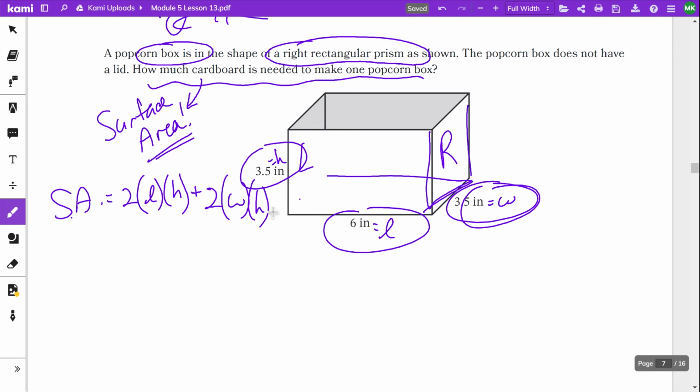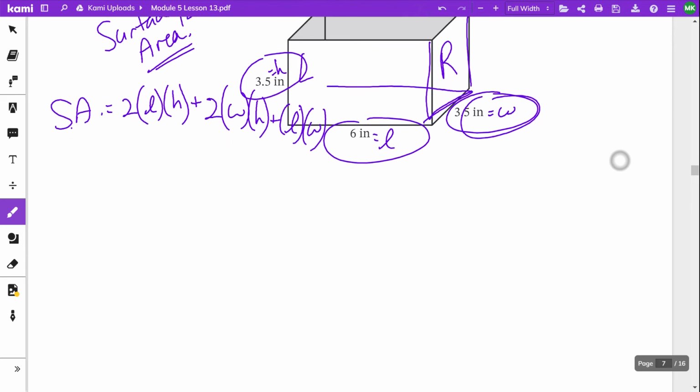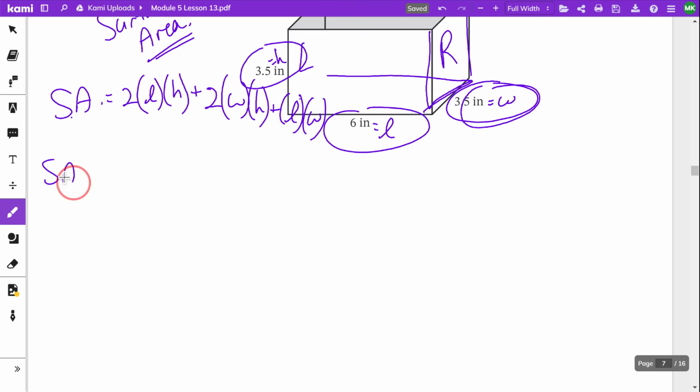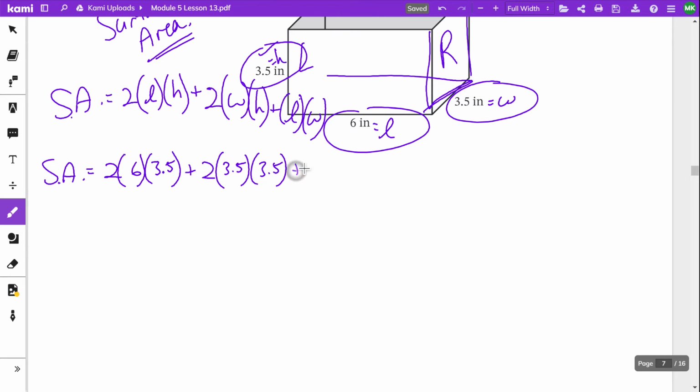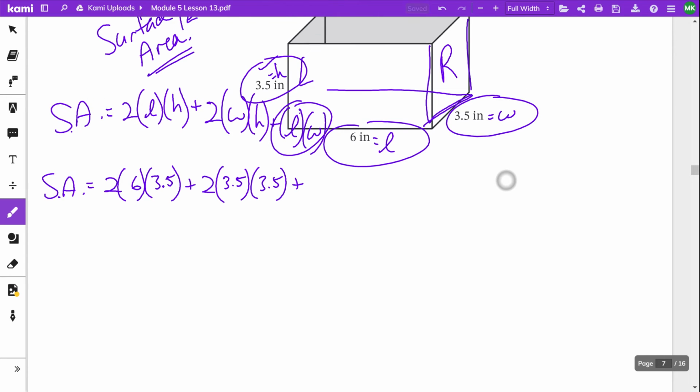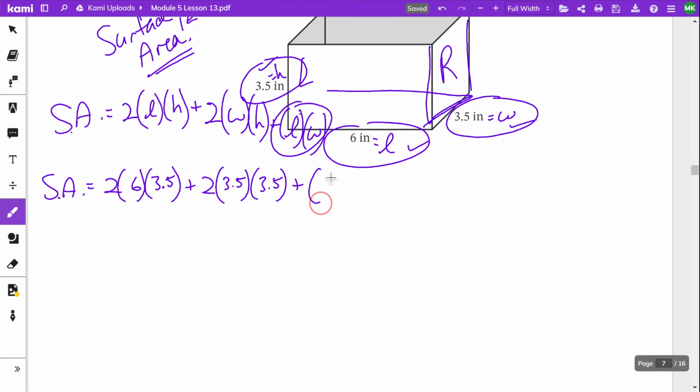Only one of those, plus a length times a width. And that's going to give me my surface area. Okay, so now I'll drop down and start putting in some values. My length is 6 and my height over here is 3.5. So two of those. Two of my width, which is again 3.5. Let me just make that more visible. 3.5. And I need that height, which is 3.5 as well. And then I need my length and width, which is a 6 and a 3.5.